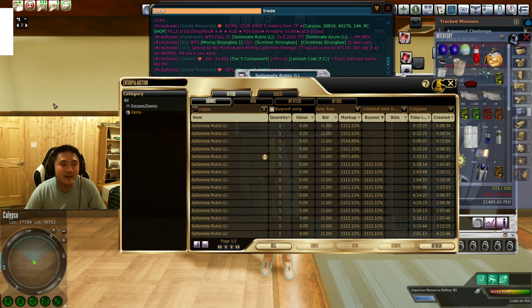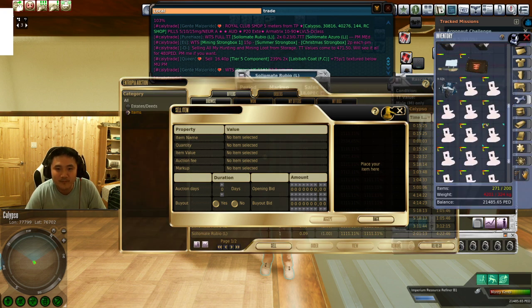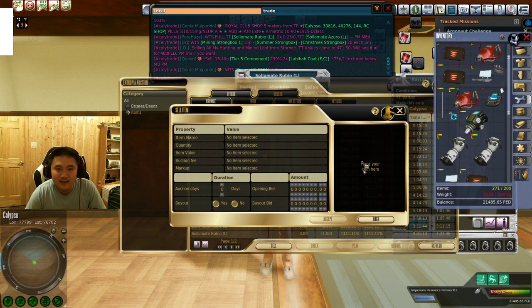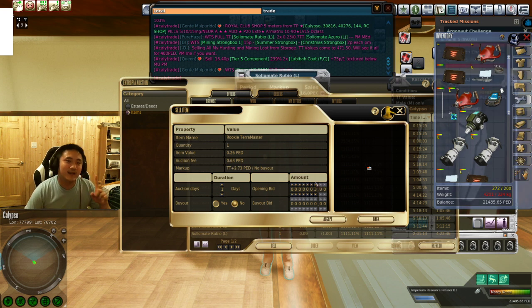The minimum bid, the minimum sell amount, is one PED at a time. So if I try to sell an item, for example, what do I have that's less than one TT? Rookie Terra Master. It has attachments, right? Okay, so I sell this one item. You see how every time I press one, it goes up by one PED each time? It doesn't go up by five or like a 0.2 because you can't actually click the PECs. They disallowed it. I think it used to be a feature, but they removed it. So by minimum standards, you have to press one at a time.